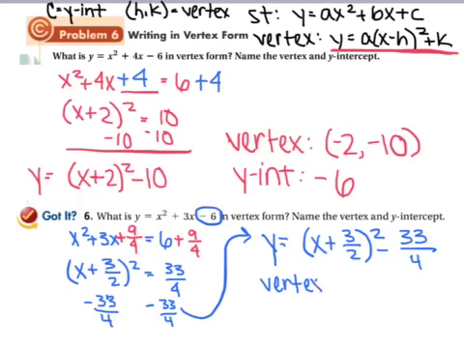And then the last part is to name the vertex and the y-intercept. Who can give me the vertex? Christy. And negative. Did you say 8.25? Okay, I just didn't hear you. And then go back to your standard form to get your y-intercept. Gabby? -6. Very good.